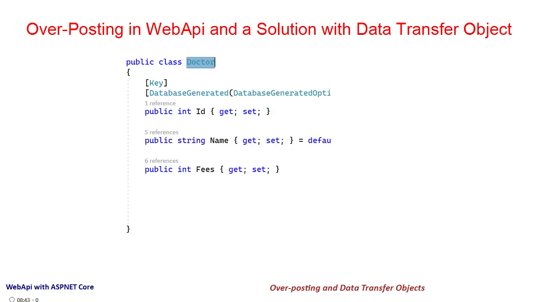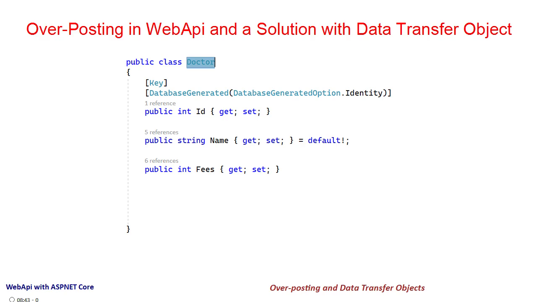We have been working with a model class consisting of 3 properties: ID, name and fees, if you recall, in our previous tutorials. All the 3 properties have participated and have been exposed in JSON communication through every web API that we have discussed and written in the past tutorials of this chapter. This is called overposting. I'll come to the details of overposting in a moment. Now let me just give an introduction.